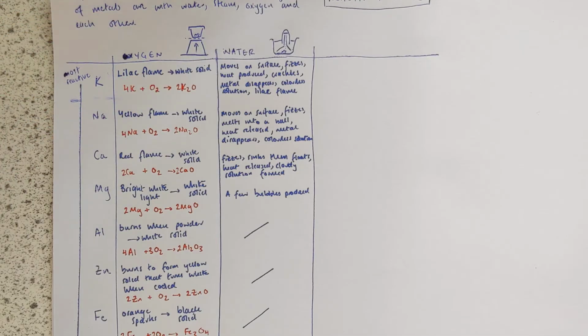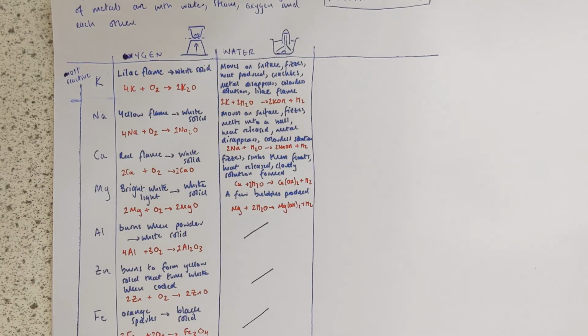Potassium moves on the surface, fizzes, produces heat, crackles, the metal disappears, you get a colourless solution, and you'll sometimes see a lilac flame. Sodium is similar but maybe slightly less reactive: moves on the surface, fizzes, melts into a ball, heat is released, the metal disappears, and you get a colourless solution. Calcium is a bit less reactive still. It fizzes, it sinks and then floats. Heat is released and a cloudy solution is formed at the end. And magnesium is barely reactive enough to react with water. You get a few bubbles produced over a long period of time.